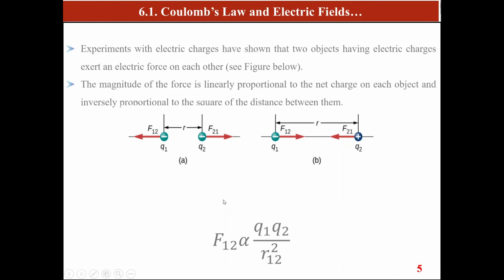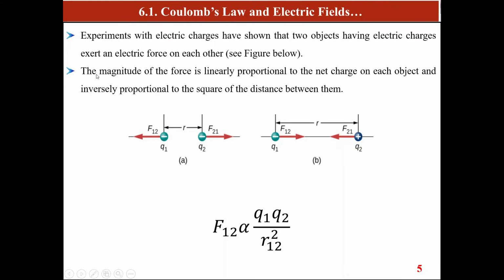Now, Coulomb's law and electric field. Experiments with electric charges have shown that two objects having electric charge exert an electric force on each other. That means if you have Q1 and Q2, negative and negative, one exerts an electric force on the other. For example, Q2 exerts a force on Q1, so we can write force F12 by the charge Q2, and F21 by the charge Q1. Since these two charges are like charges, they repel each other. The forces are in opposite directions.